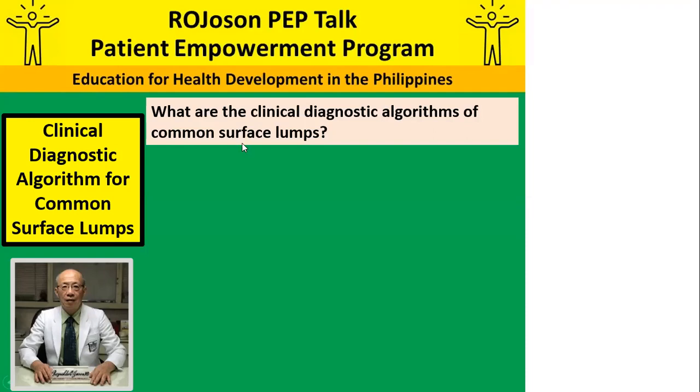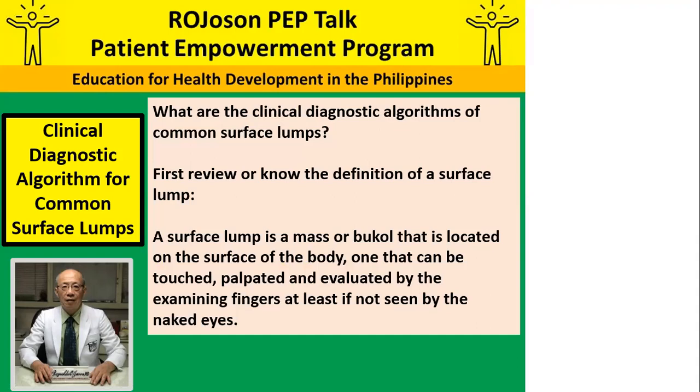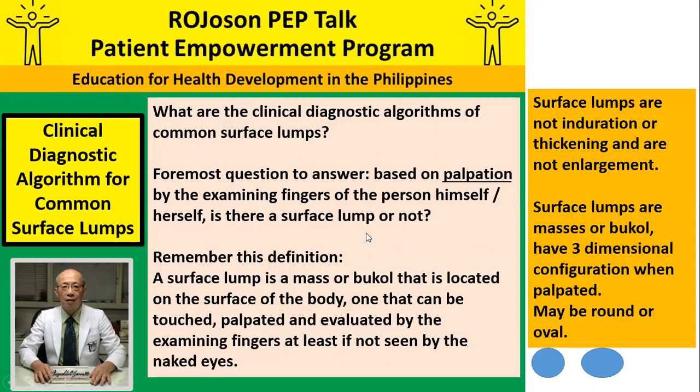So what are the clinical diagnostic algorithms for common surface lumps? So ito na yung the gist, the pinaka-essential lessons here. Ano yung mga clinical diagnostic algorithms? So first of all, we have to know the definition of surface lumps. Okay? So define na natin. The surface lump is a mass or a bukol that is located on the surface of the body, hindi sa ilalim, hindi yung sa stomach. One that can be touched, palpated, and evaluated by the examining fingers at least, if not seen by the naked eye.